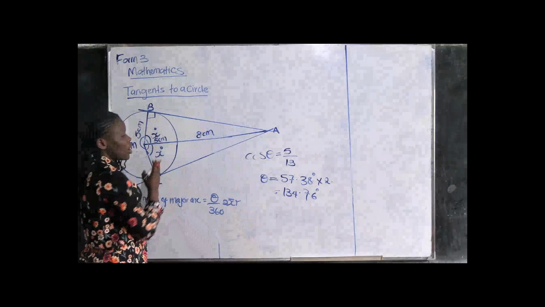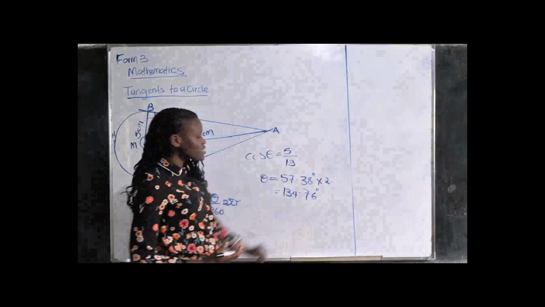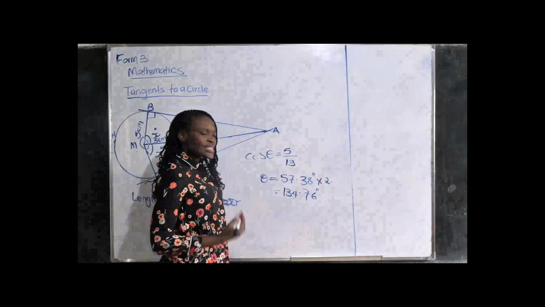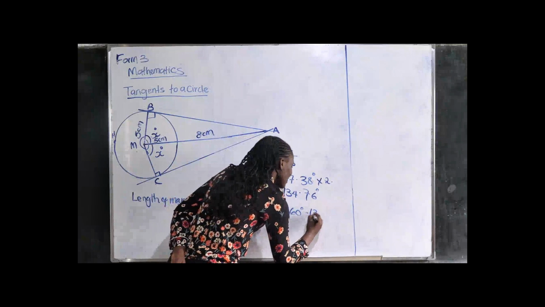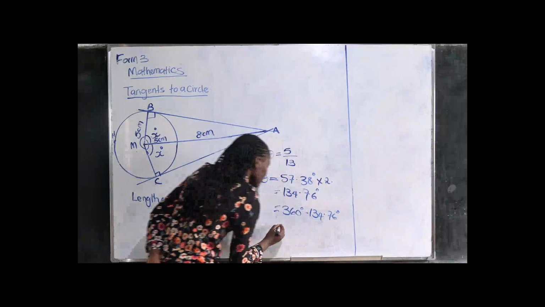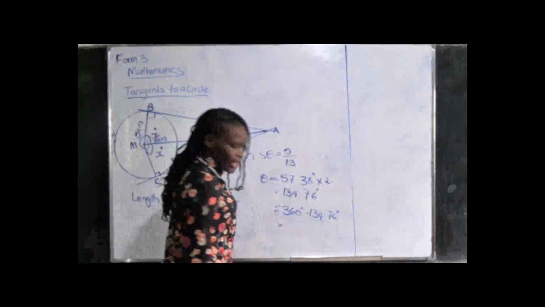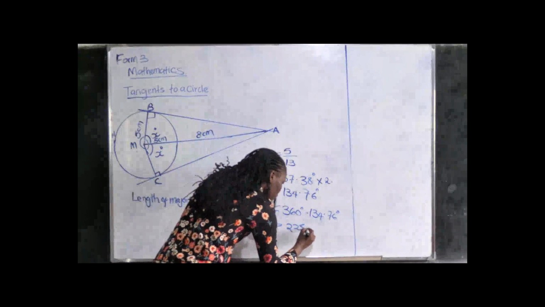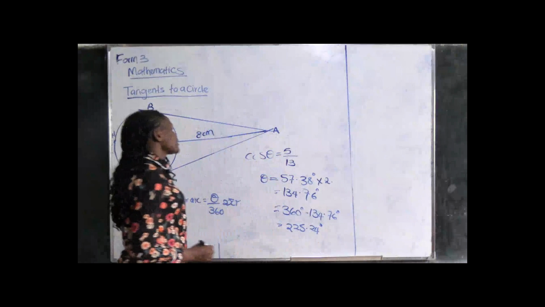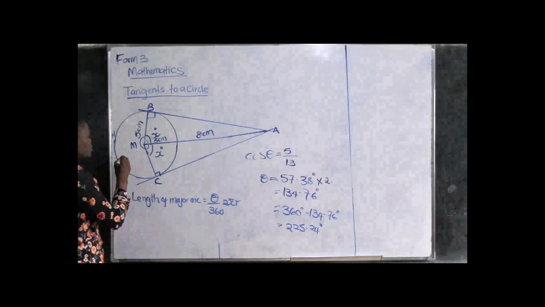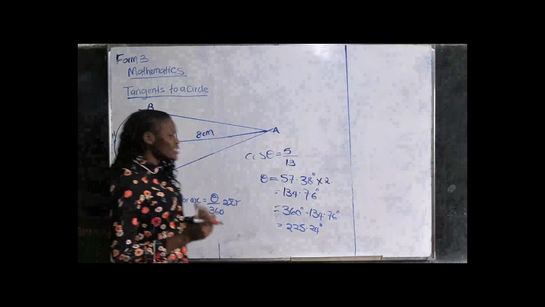So if this side is 134.76, for us to get the other side, we will have 360 degrees minus 134.76 degrees. When we subtract the two, we get 225.24 degrees. So that is the angle at this point.